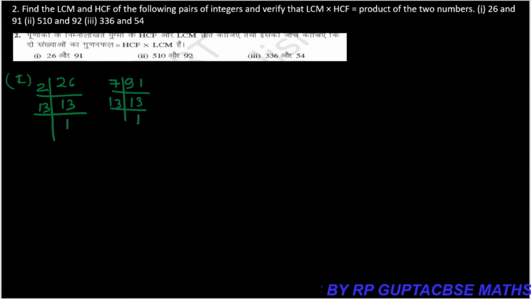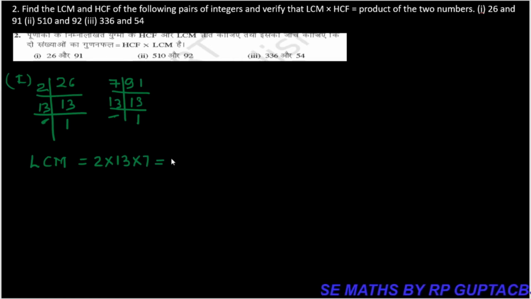So what you can see here for the first question, write the LCM. For the LCM, first of all take all the values of the first number, that is 2 into 13. Now look at this, 13 and 13 is common, so I will not take 13 again. 2 into 13 into 7. After multiplying you will get 182.